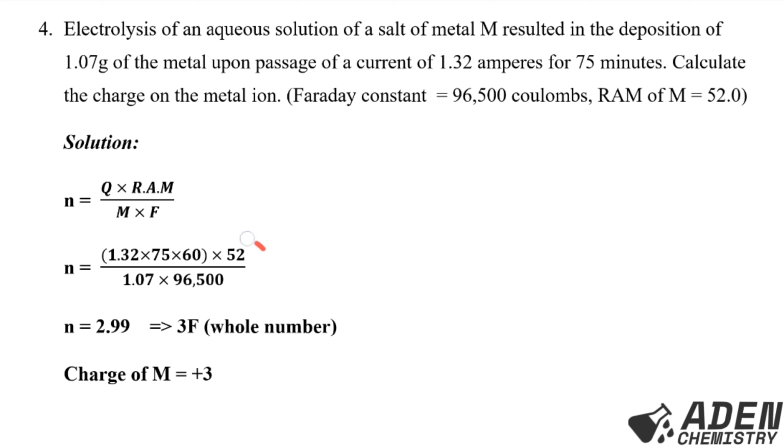Then we multiply by 52, which is the Rm of metal M. Then we divide by mass, that's M. Here we are given the mass 1.07 multiplied by F, that's Faraday, which is given 96,500 coulombs. When we put all this in the calculator, we are going to get 2.99. We have to put it in whole number, so we are going to get 3F, that means 3 Faradays, and the charge of metal will be plus 3, or the oxidation number will be plus 3.